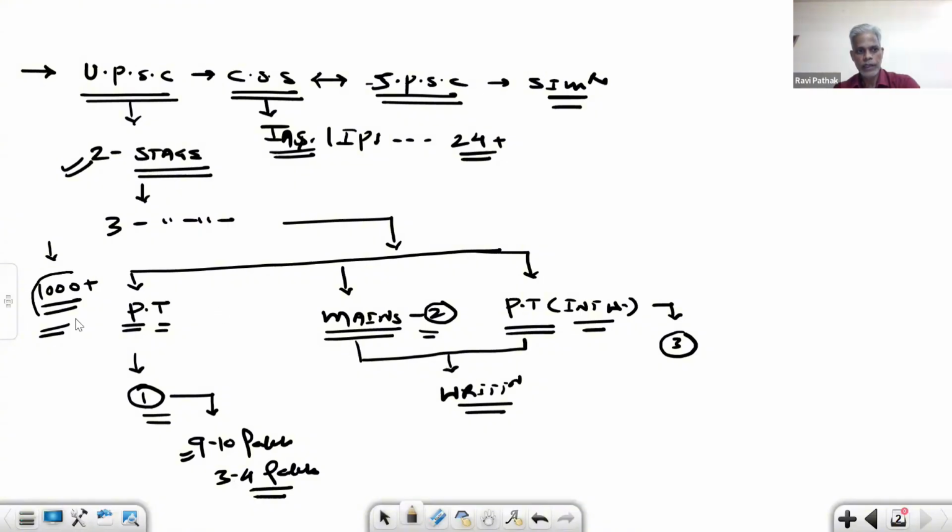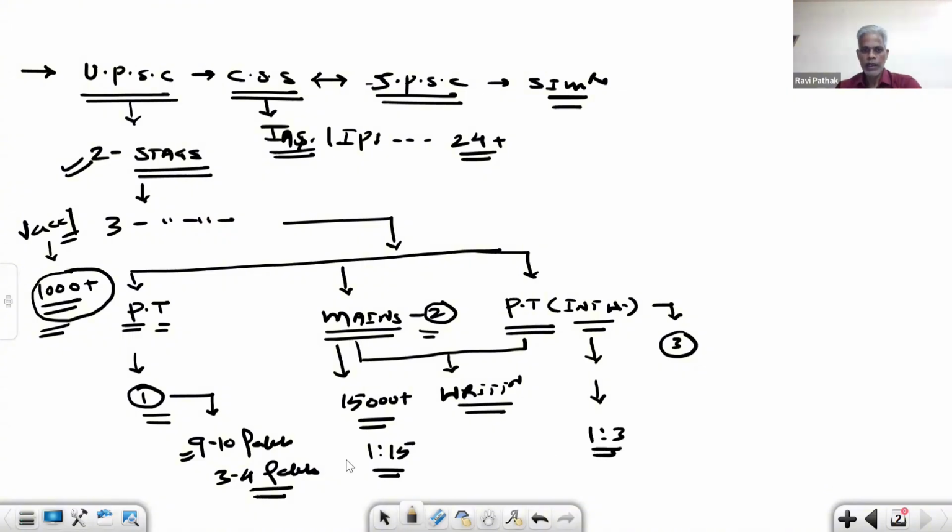The mains takes 15 times the vacancy. Let's say the vacancy is 1,000 this year. Then around 15,000 plus students will be writing the mains. And from these 15,000, a 1:3 ratio is called for the interview. So this is 1:15 of the vacancy, and this is 1:3. That means for every seat, at least 15 students would be writing the mains, so 15,000 students in total. For the interview, 1:3, so 3,000 people would be called. Out of that, 2,000 would be eliminated, and 1,000 would finally get their place in the final list. They will be allocated different services out of these 24 services, rank-wise or merit-wise. So this is how the examination takes place.